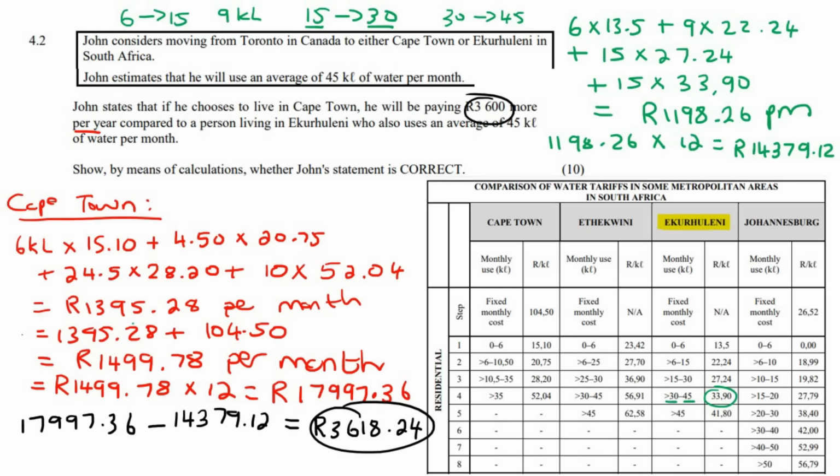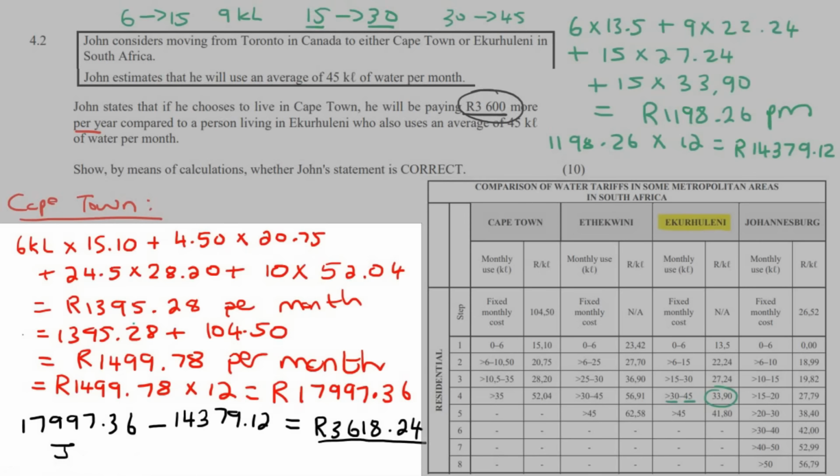Yeah, he's pretty accurate. Okay, now I think John was pretty accurate. He said that he'll pay 3,600 rand more, but this is 3,618. So I checked on the memo, and the memo said that he is incorrect. So they wanted John to be perfectly correct, okay?